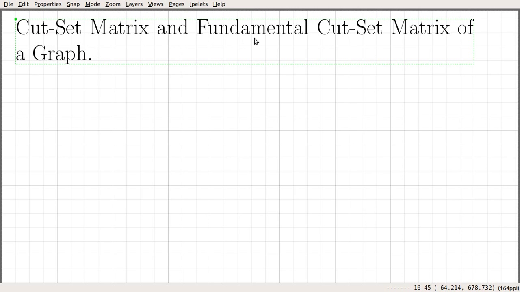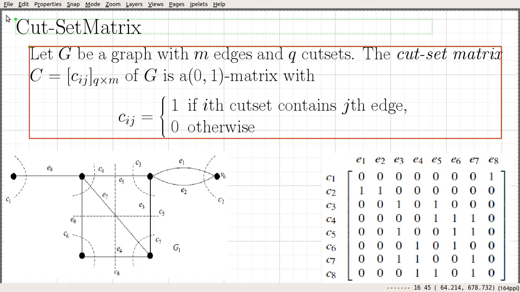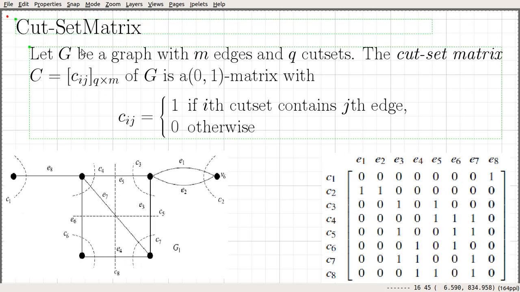So let me start by giving the definition of a cut set matrix. Let G be a graph with m edges and q cut sets. A cut set is a set of edges whose removal disconnects the graph, whereas a proper subset of those edges won't disconnect the graph. If you want to see the definition, you can look at the video related to that definition. So let G be a graph with m edges and q cut sets.